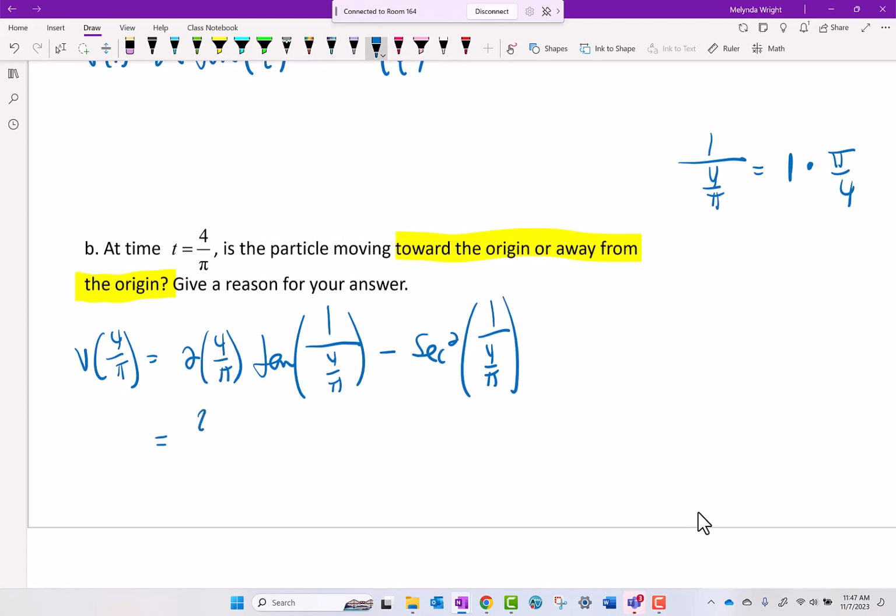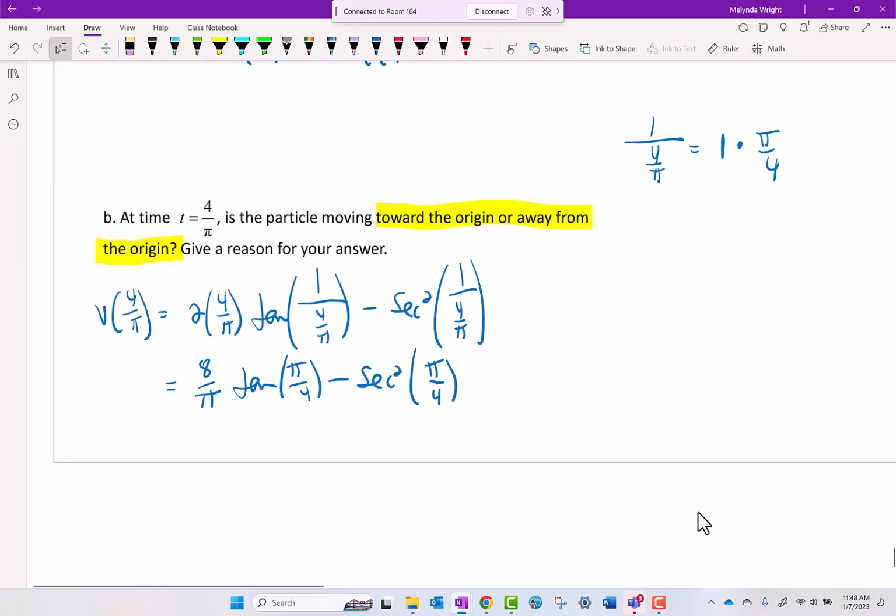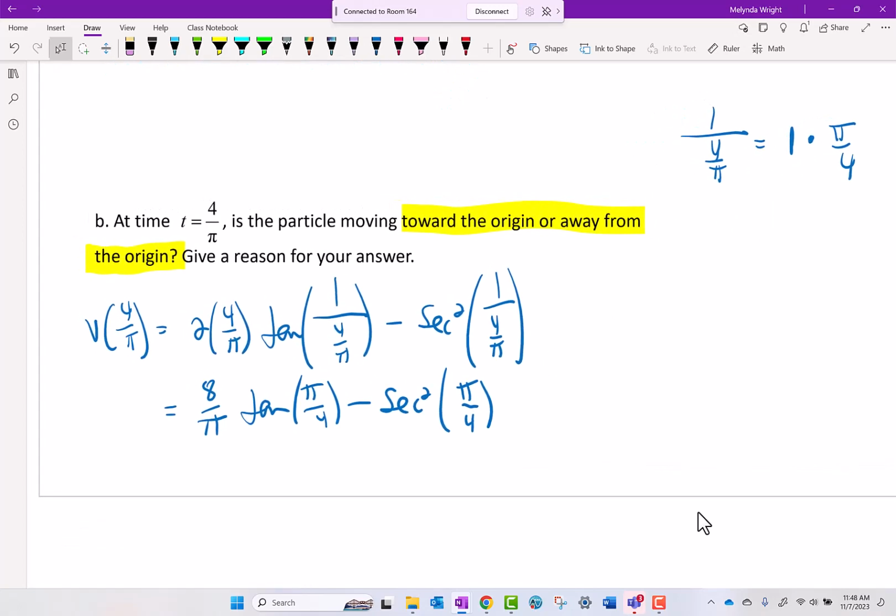So this is going to be 8 over pi times tangent of pi over 4 minus secant squared of pi over 4. Unit circle. Oh, that's exciting. All right, so let's see. Tangent of pi over 4 is just 1. Recall, we're good with that? It's just 1. So this is 8 over pi times 1 minus, let's see, secant is the reciprocal of what?